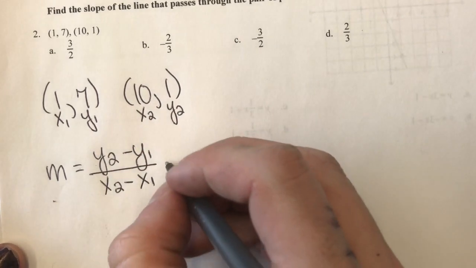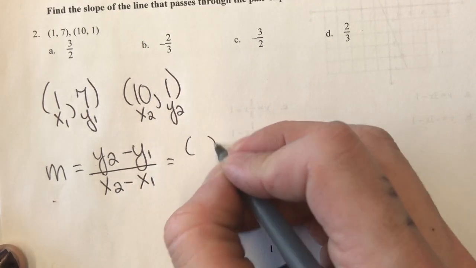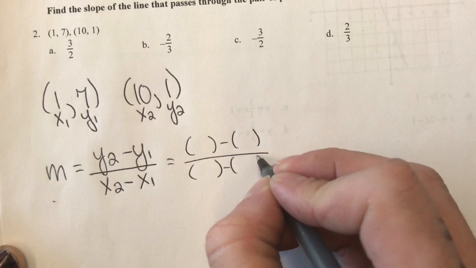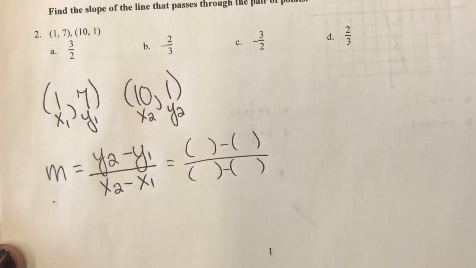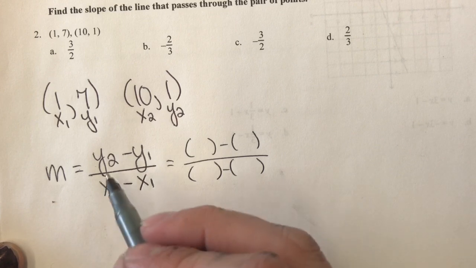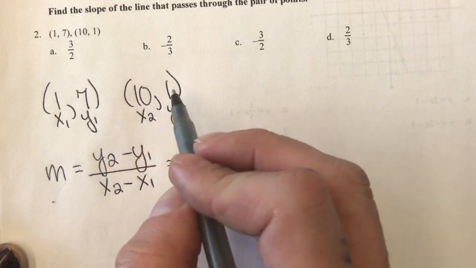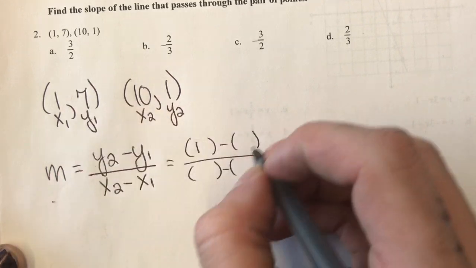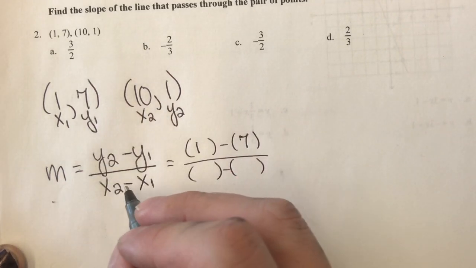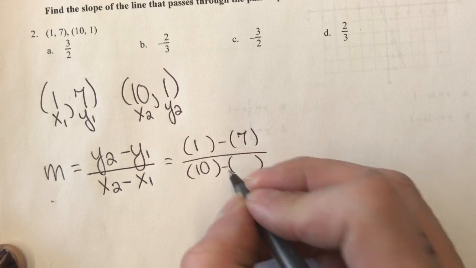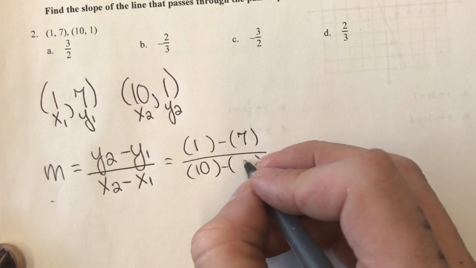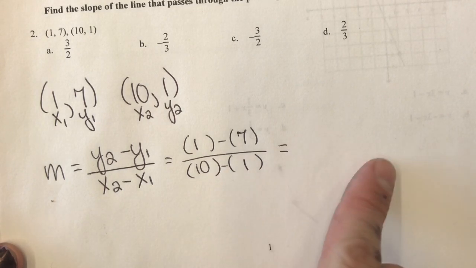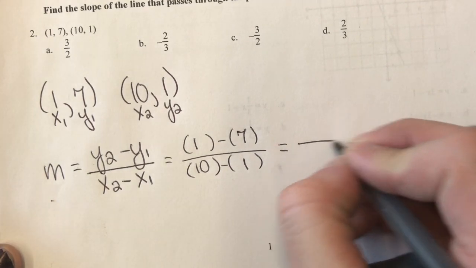1. Step 3, some people like to write this out this way. What I'm going to do is plug in the numbers into my parentheses. So I'm just writing it all out ahead of time. Y sub 2 is 1 minus y sub 1 is 7. X sub 2 is 10 minus x sub 1 is 1. Okay, that's step 3. Step 4 is subtract the top, subtract the bottom, then divide.